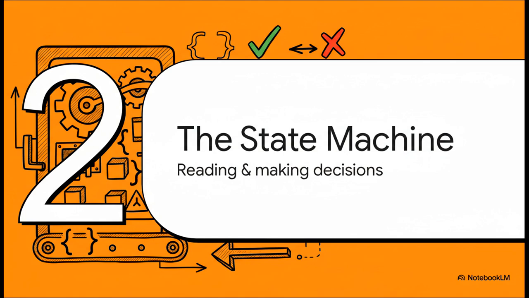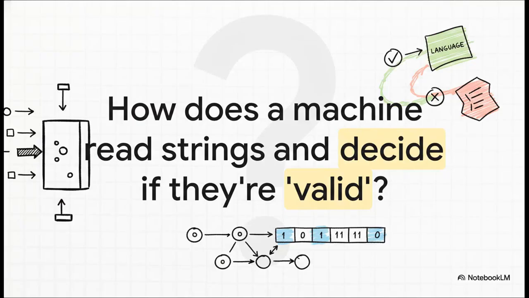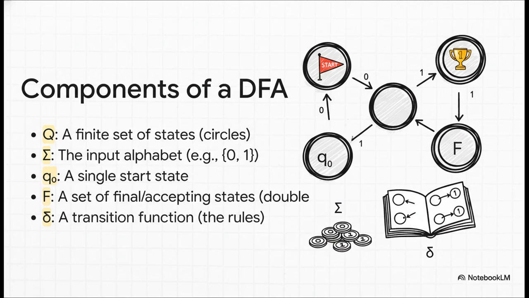So we've got our Legos and we've got our rule book. Now we need a builder, right? We need something that can actually look at our strings and decide if they follow the rules. So let's meet our machine. And this brings us to the big question. How can a simple machine actually read a string of symbols and then make a decision? How does it look at 101 and say, yep, that's valid? Or look at 011 and say, nope, that's not? How does it know? Well, the answer is a beautifully simple machine called a deterministic finite automaton, or a DFA.